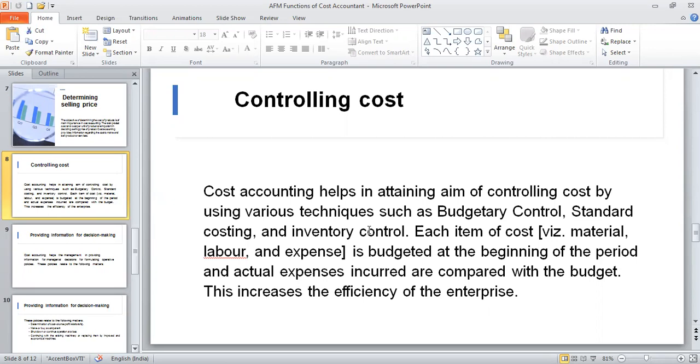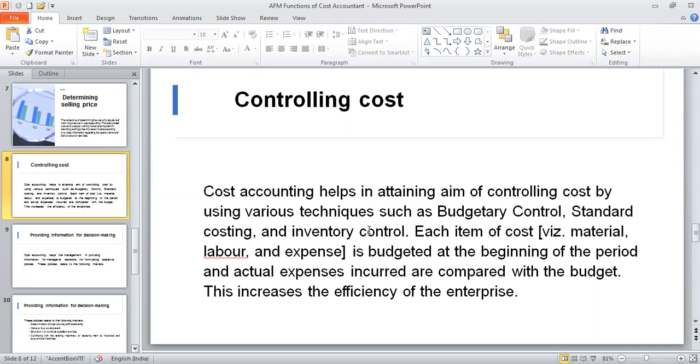what the reasons are, and in order to avoid these variances, what ways are available. This includes budgetary control, standard costing, and inventory control techniques like ABC analysis, economic order quantity, VED analysis, HML analysis. All these are the different things available for controlling the cost, right?